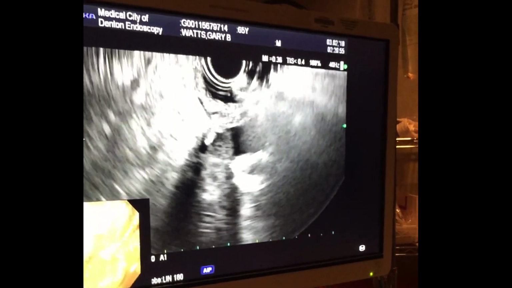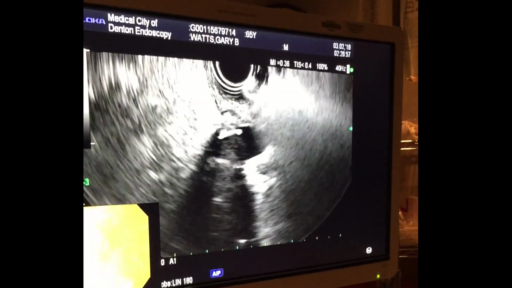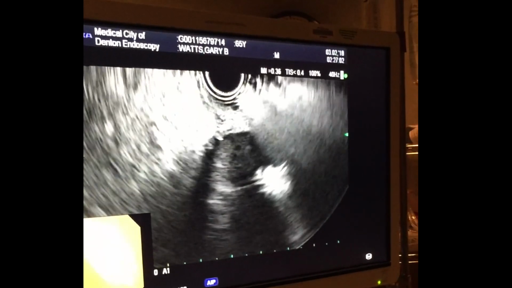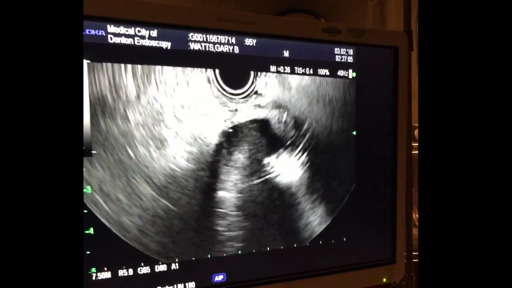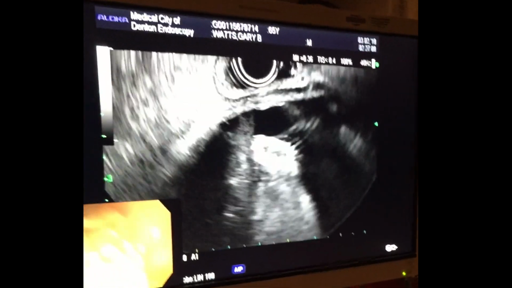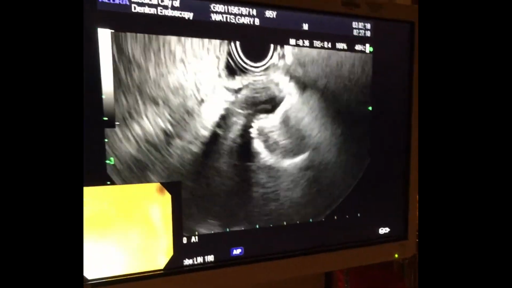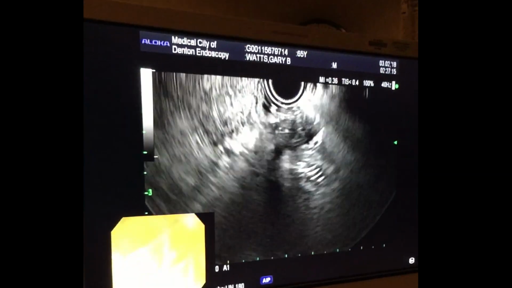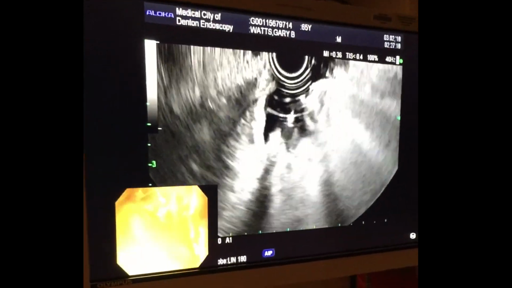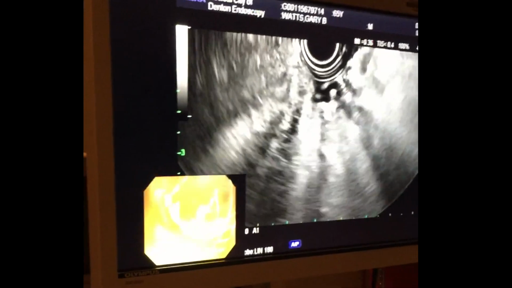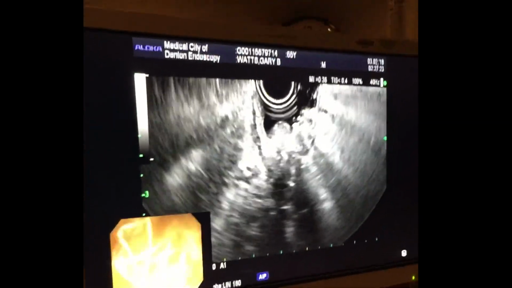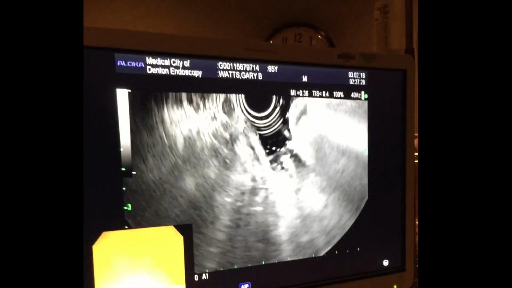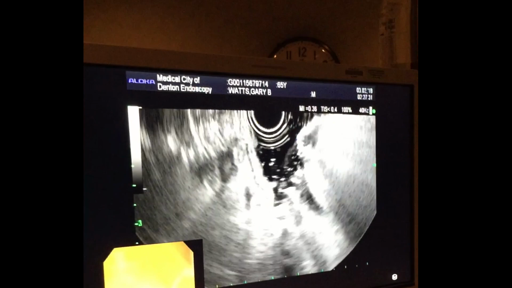I am suctioning the fluid out, and as I recall, there was approximately 2 liters of fluid aspirated from the stomach, and I noticed immediate flattening of the patient's abdomen.